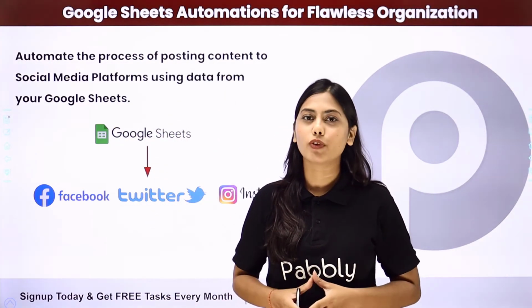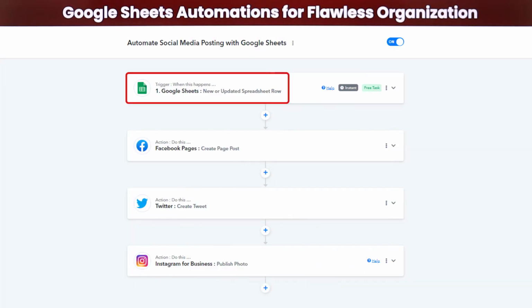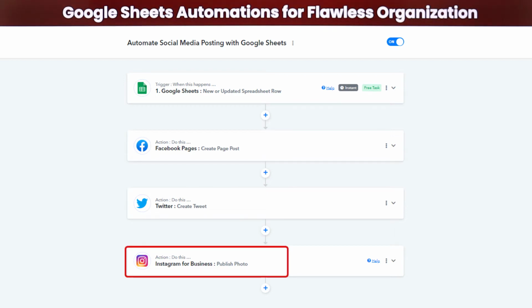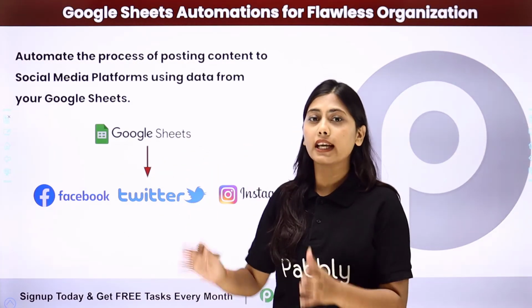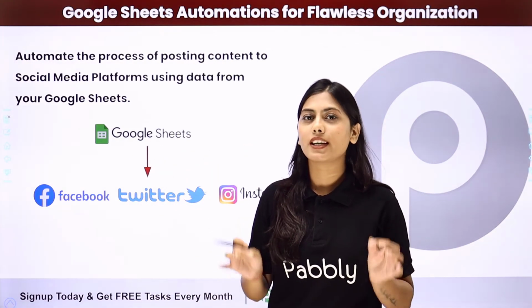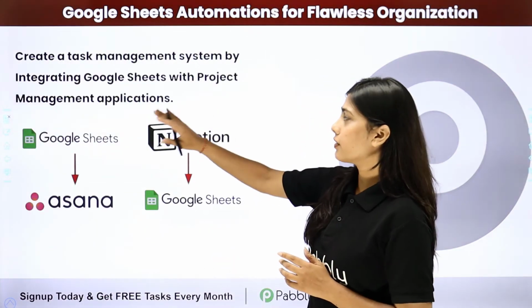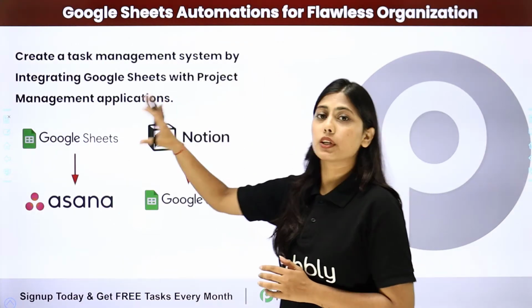That is one single workflow. So what you can do is keep all your data collected in your Google Sheet regarding the posting of content and then integrate your Facebook, Twitter, Instagram, and you can add even more applications to it, and all of these applications will get the same post uploaded at the same time. Isn't it great? After that, you can create a task management system by integrating Google Sheets with project management applications.